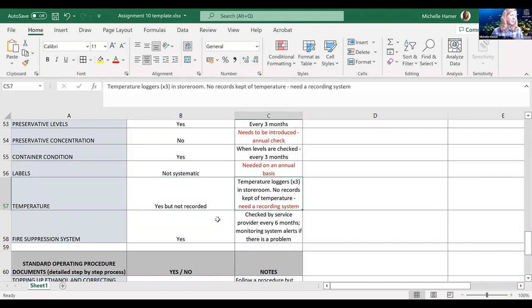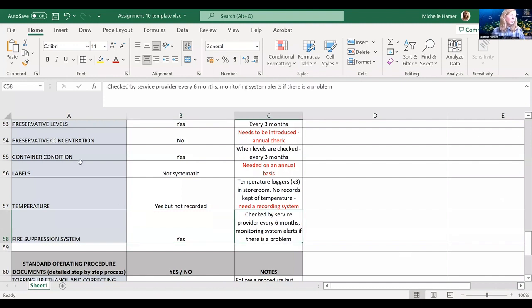And then the fire suppression system. This is usually under the control of a service provider or your building management people. But if you're the collection manager or a technician in the collection, you should at least know that it is happening, and don't just hope that somebody's taking care of it, just because it's so important.